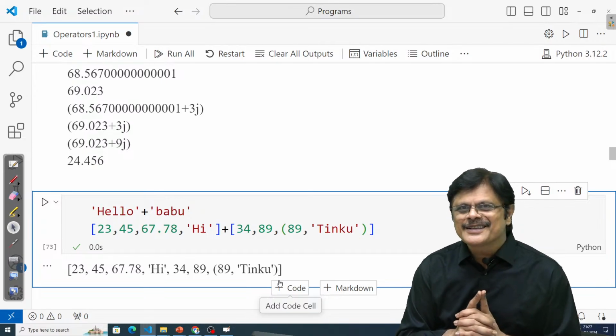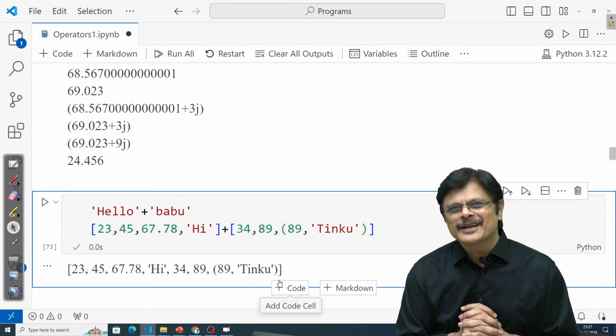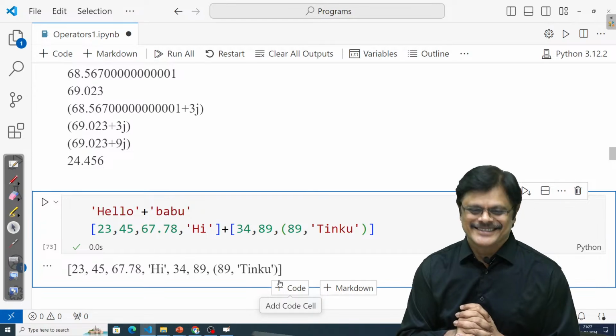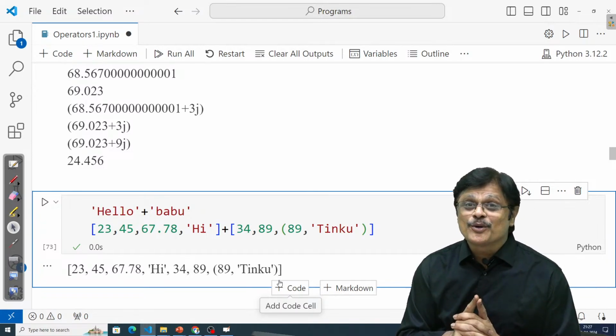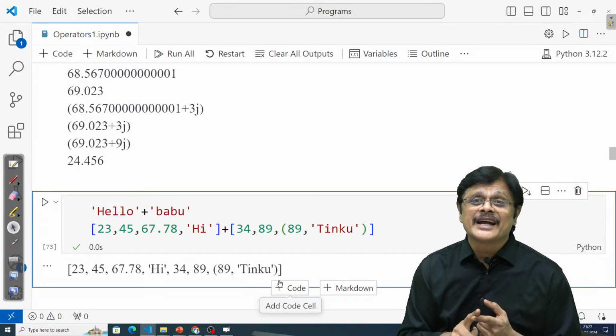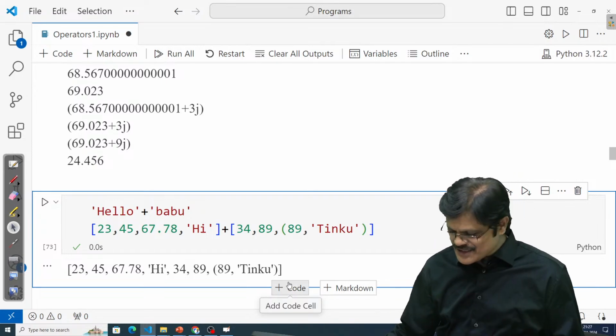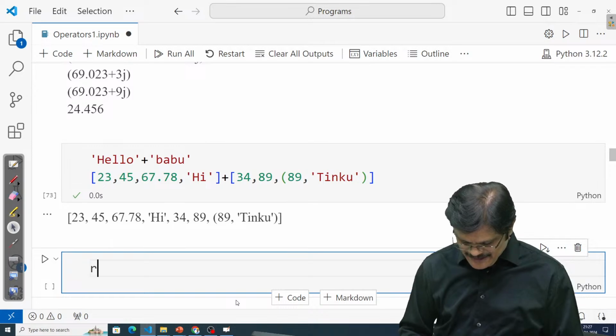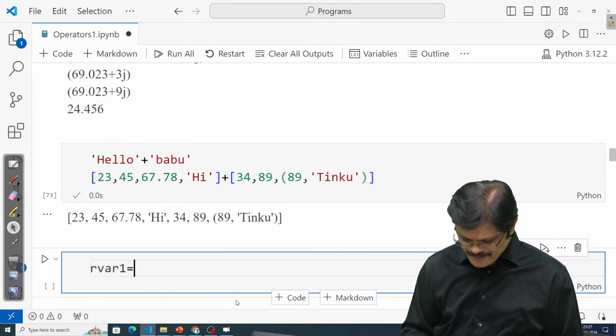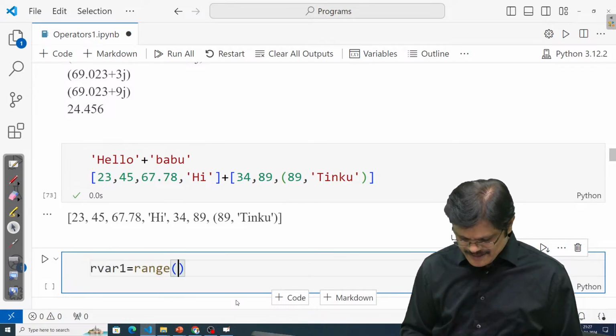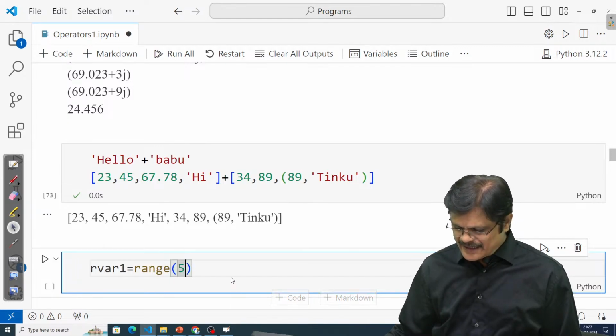I told you this important point. For range variables, concatenation happens. Please note, for range, no concatenation, no repetition. If you want, I'll just show you. Suppose you take range variable 1, so I take range 5, and I take range variable 2.